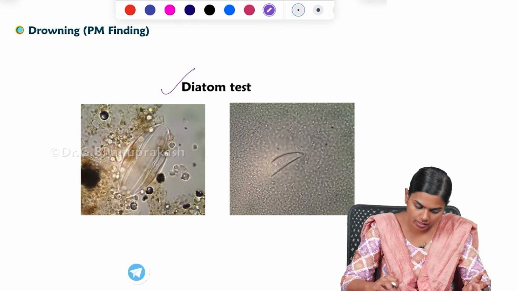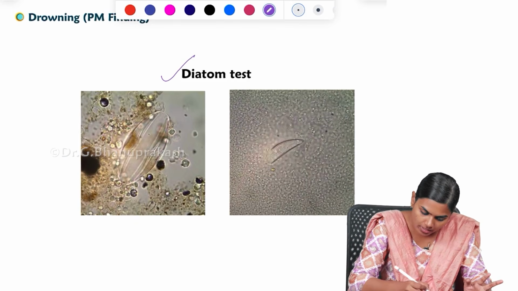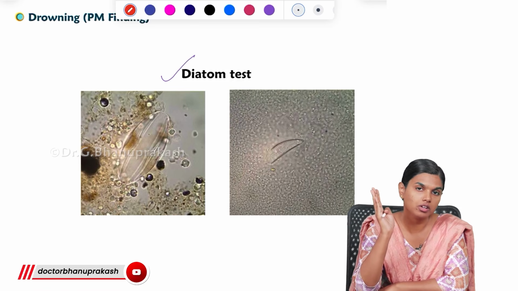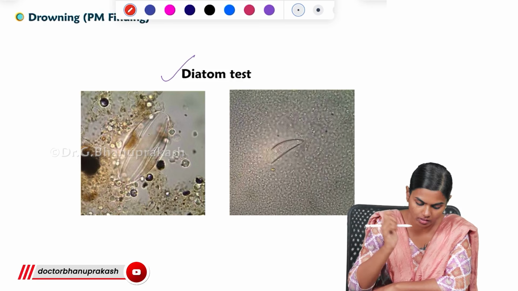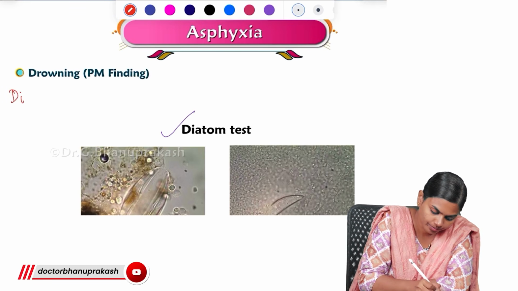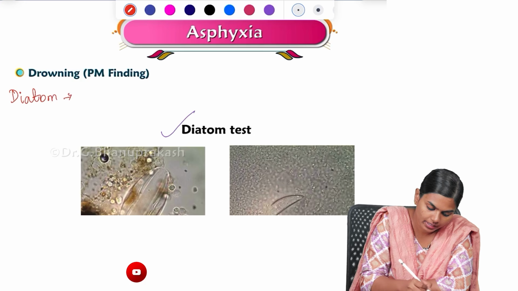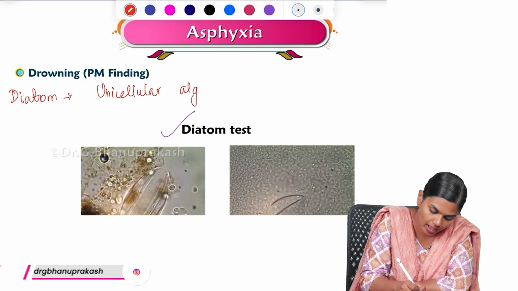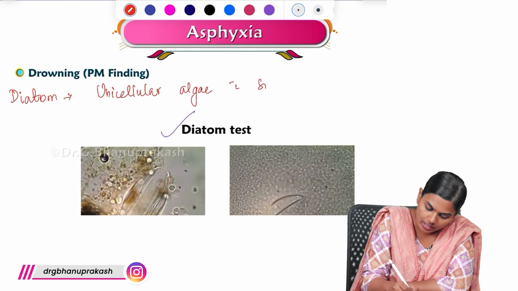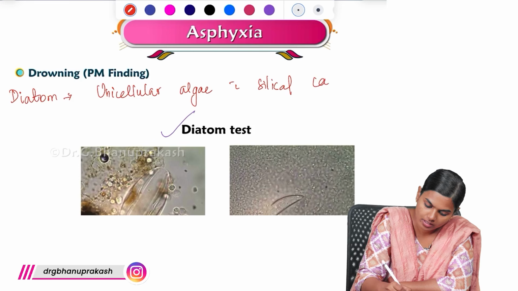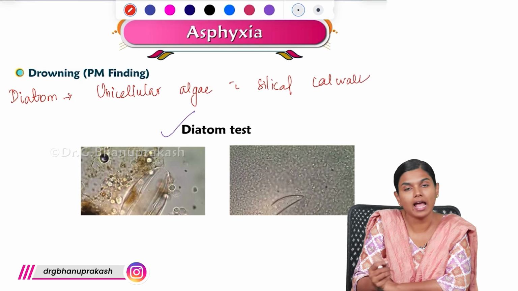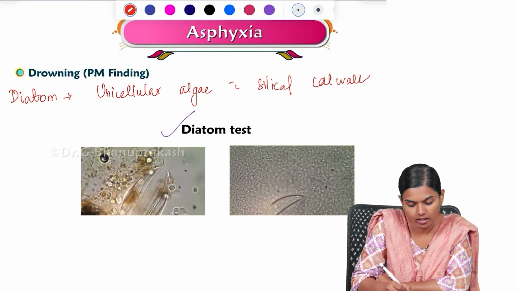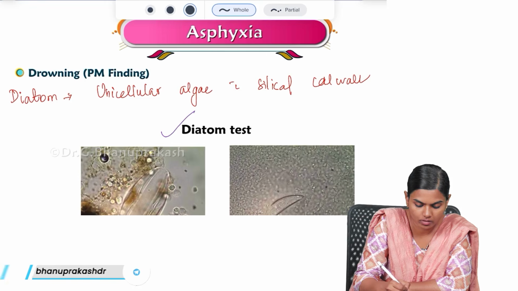This diatom test is very, very important. It can be asked in spotters or it can be asked as a 5 mark question also. So what happens in the diatom test? First of all, what is a diatom, that we will see now. Diatom is a unicellular algae with a silica cell wall. So it is an algae which is unicellular and it has a silica cell wall.